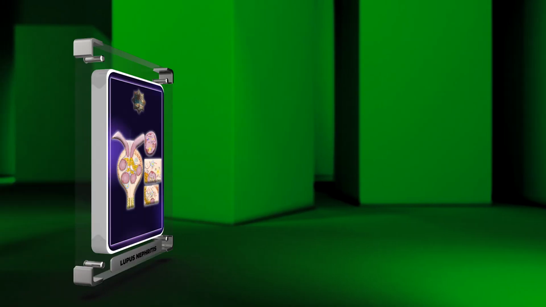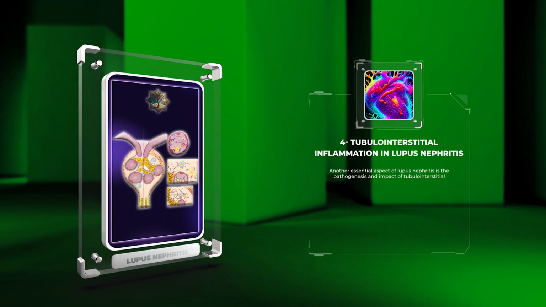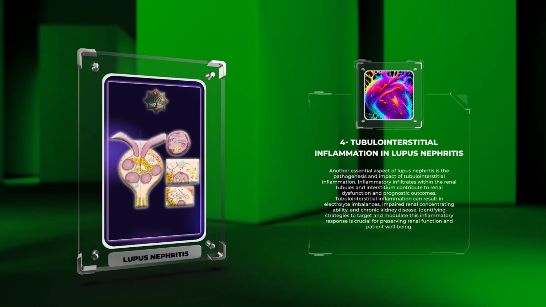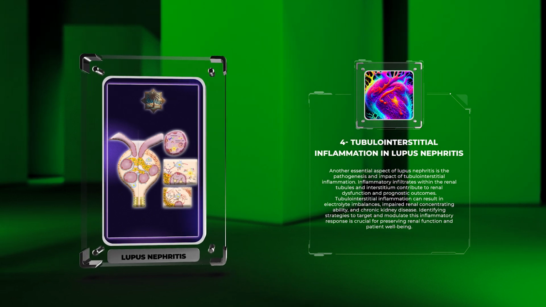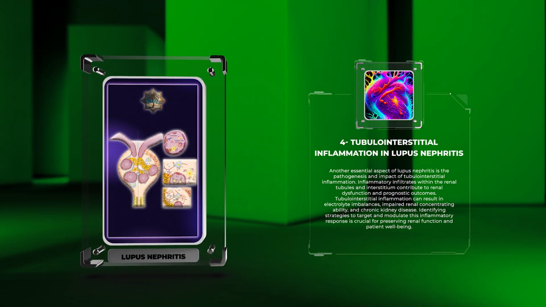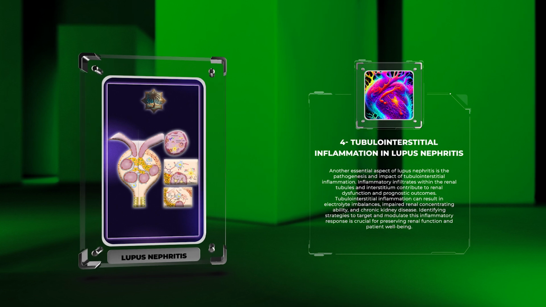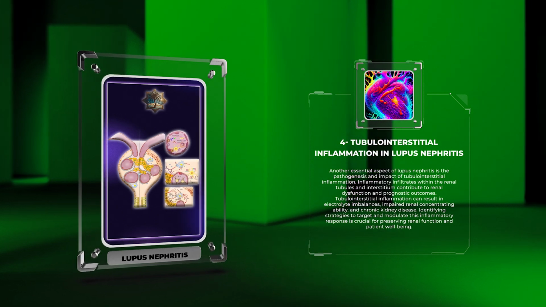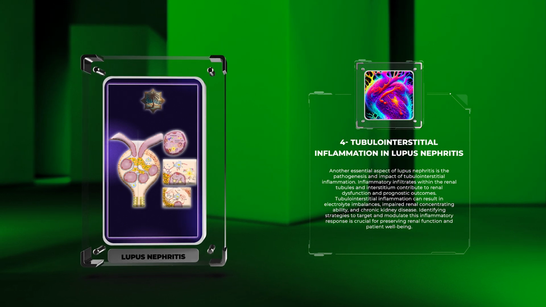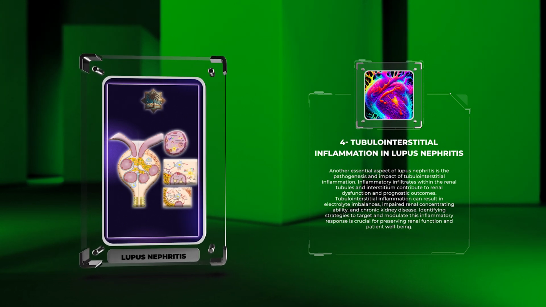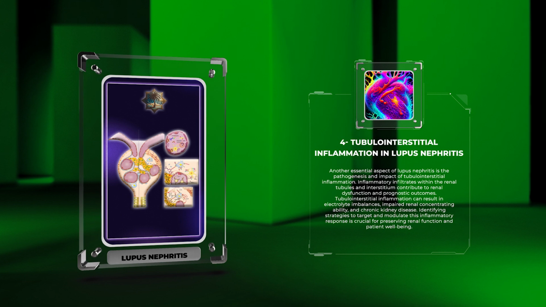Another essential aspect of lupus nephritis is the pathogenesis and impact of tubulointerstitial inflammation. Inflammatory infiltrates within the renal tubules and interstitium contribute to renal dysfunction and prognostic outcomes. Tubulointerstitial inflammation can result in electrolyte imbalances, impaired renal concentrating ability, and chronic kidney disease. Identifying strategies to target and modulate this inflammatory response is crucial for preserving renal function and patient well-being.